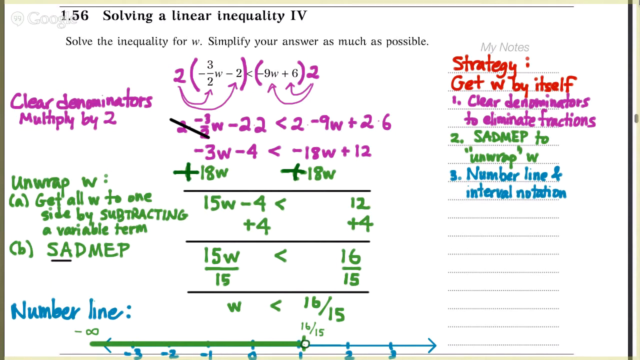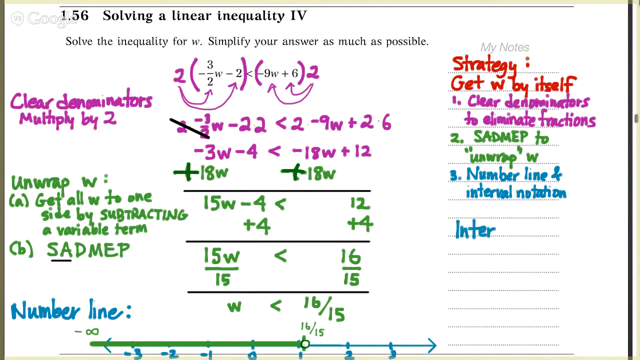Also, because w is strictly less than 16 over 15 and is not equal to, in other words, because we have the strict form of the inequality sitting right here, and it's not less than or equal to, it's just less than, I'm going to put an open circle right there at 16 over 15 to denote that we're not including that number specifically, but we're including every number which is less than that. So there's a depiction on the number line of what the solution looks like.